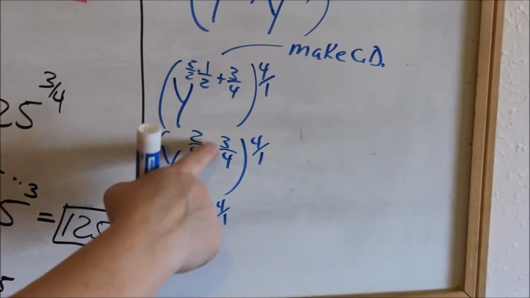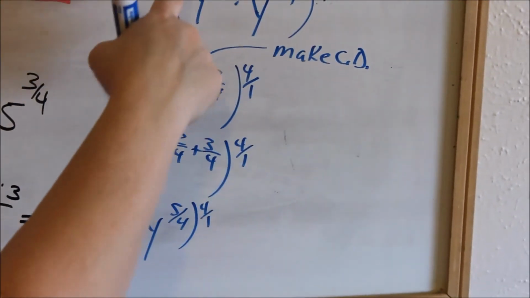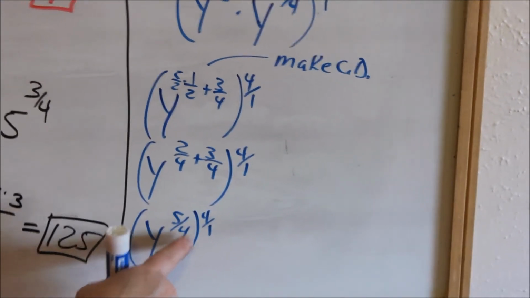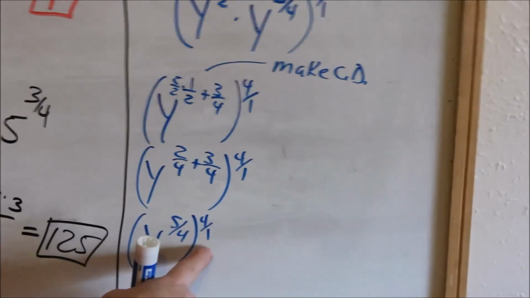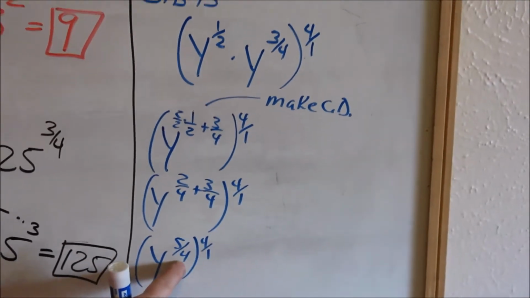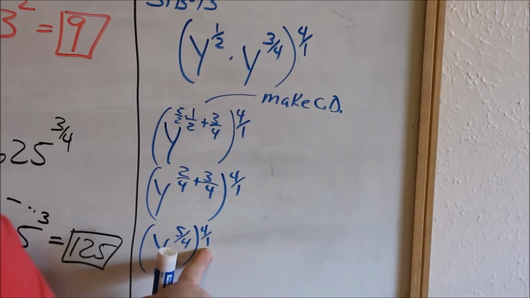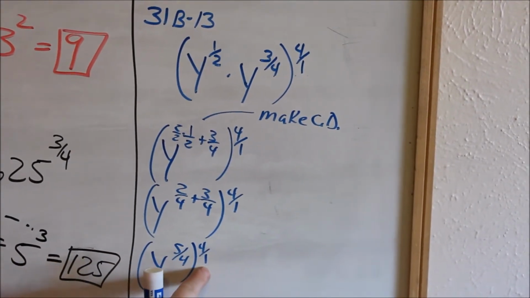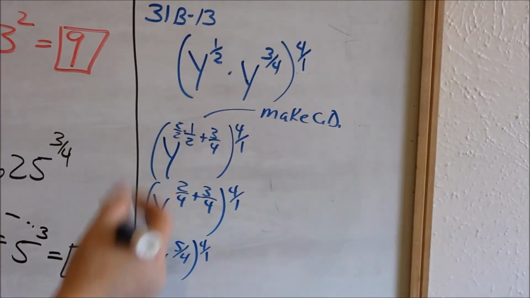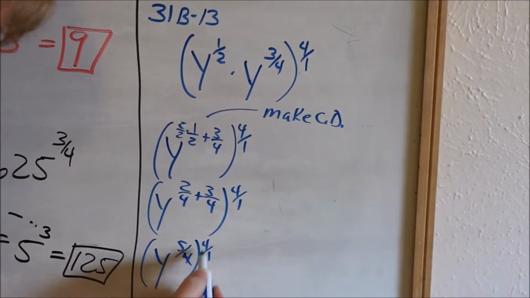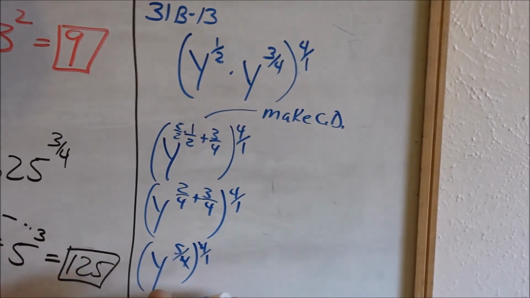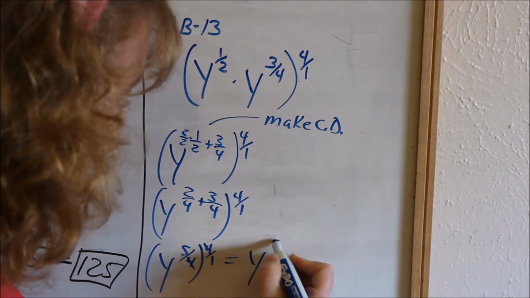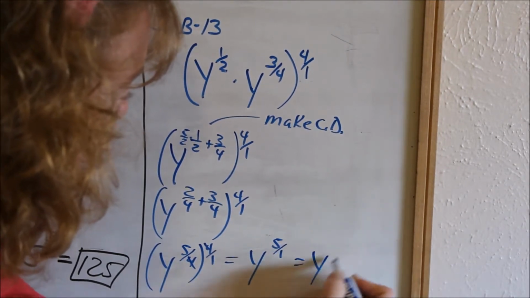Now, I did PEMDAS, I did my parentheses first. I've simplified my numbers together by adding my fractions. Now I have y to the 5/4 raised to the 4/1. I have an exponent raised to an exponent. What do I do with those? Now I multiply. When you have an exponent raised to an exponent, you multiply. When I multiply, do you see how my 4's will cancel? So multiplying everything out would be y to the 5/1, or we can just write y to the 5th.